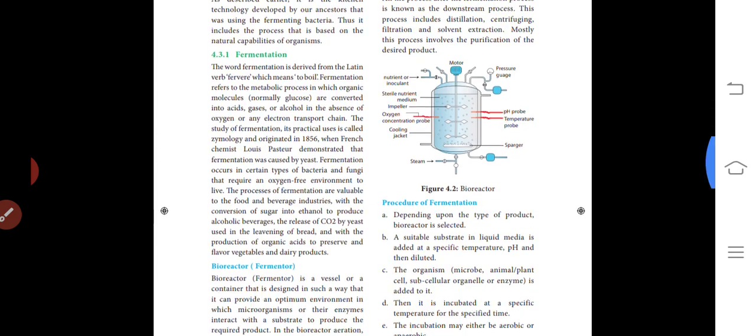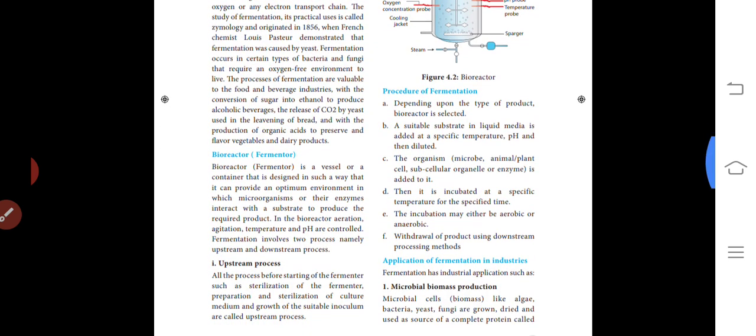So next, move to the bioreactor. A bioreactor is a vessel or a container that is designed in such a way that it can provide an optimum environment in which microorganisms or enzymes interact with the substrate to produce the required product. In the bioreactor, aeration, agitation, temperature and pH are controlled.